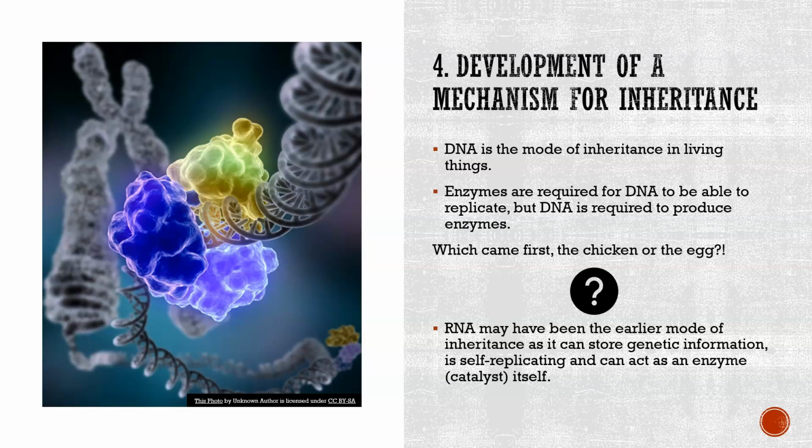But thinking back to that video, RNA may have been the earlier mode of inheritance, as it can store genetic information, it's self-replicating, and it can act as an enzyme or catalyst itself. So we heard in that video about how the mRNA was formed.